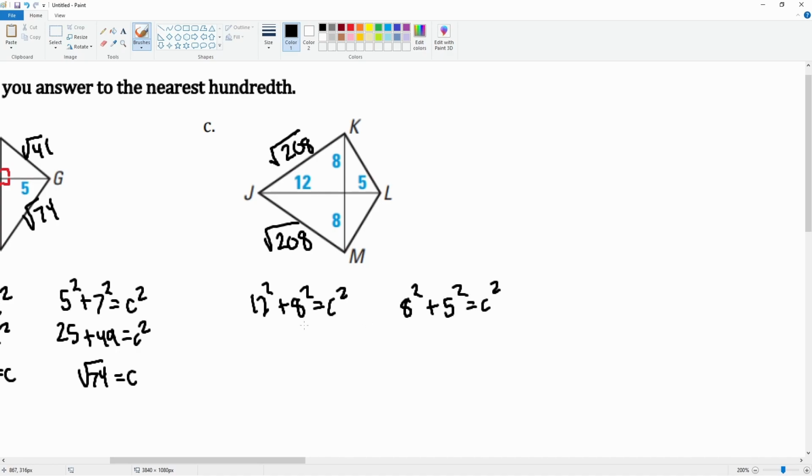I have 8 squared plus 5 squared. That's going to get you c squared. This is 8 squared plus 5 squared. That is 89. So this is square root of 89. Square root 89. Okay.